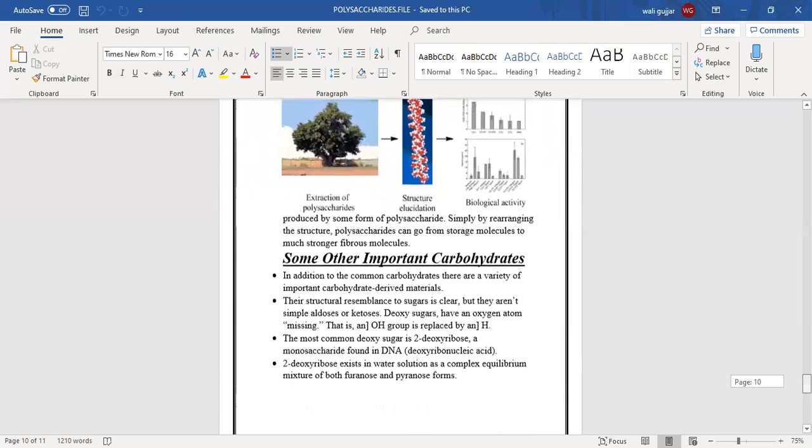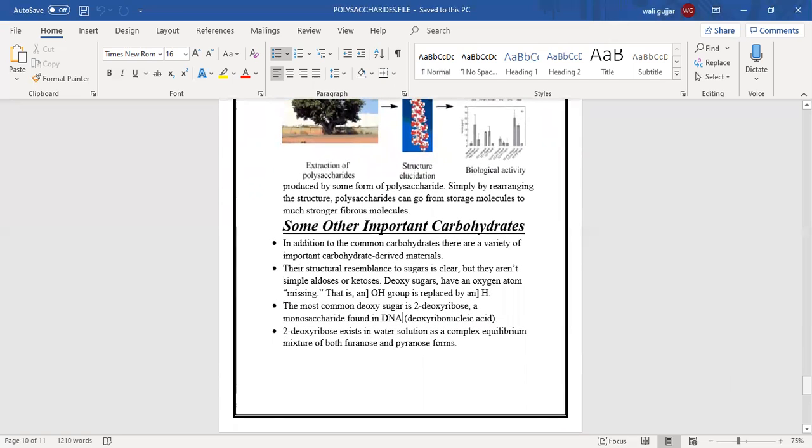So we see now some other important carbohydrates, except monosaccharides, disaccharides, and polysaccharides. In addition to the common carbohydrates, there are a variety of important carbohydrate-derived materials. Their structural resemblance to sugars is clear, but they are not simple aldoses or ketoses. Deoxysugars have an oxygen atom missing, that is, a hydroxyl group is replaced by a hydrogen. The most common deoxysugar is 2-deoxyribose, a monosaccharide found in DNA.